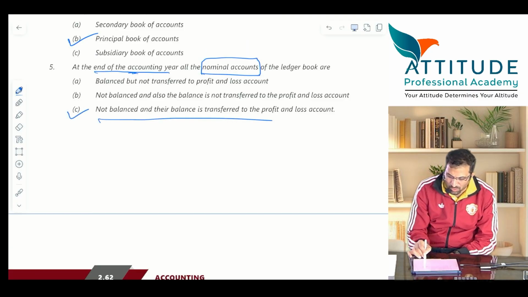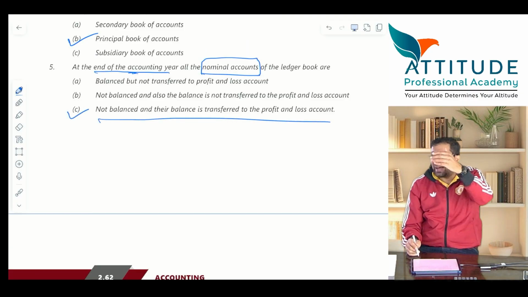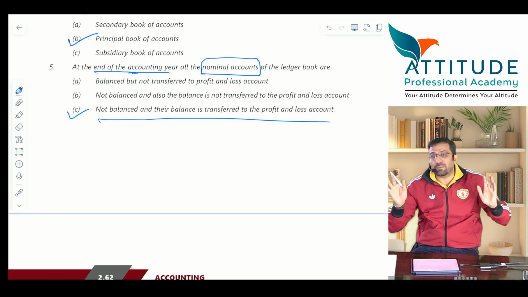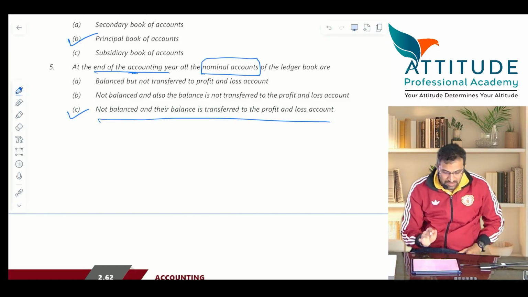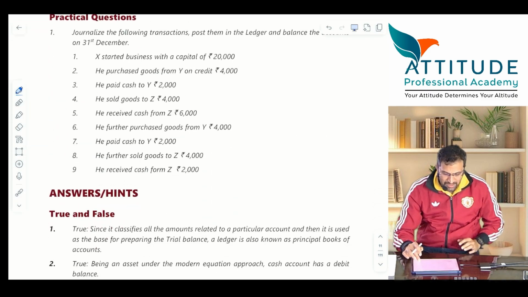एक्चुअली बैलेंस नहीं होता, वो directly transfer to what? P&L. हम बैलेंस करके वो ट्रायल बैलेंस में लेते हैं, सिर्फ ट्रायल बैलेंस प्रिपेयर करने के लिए. Generally it is not balanced, it is what? Closed. C is the answer. Clear?